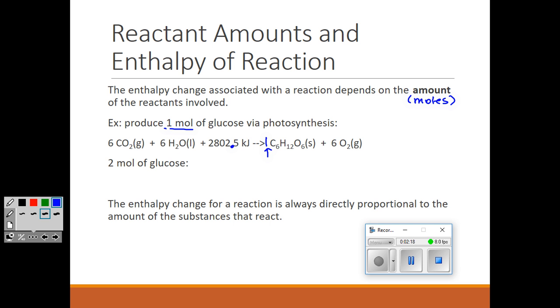If I wanted to make 2 moles of glucose, I would have to take everything in that reaction and multiply it by 2, including the energy. If I did that, well then it would take 5,605 kilojoules, that 2,802.5 multiplied by 2. So the idea here is that the enthalpy change is proportional to the amount of substances that are reacting. If the amount, so the number of moles, changes, so does the enthalpy.